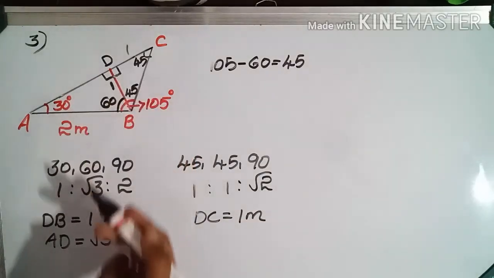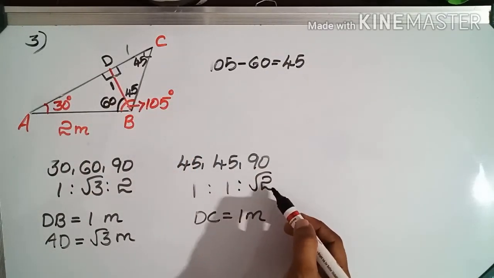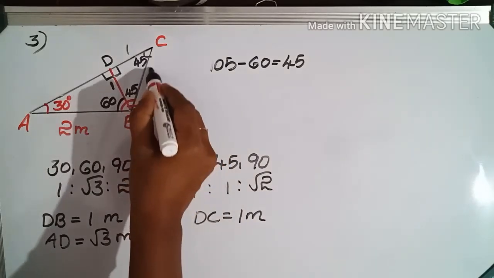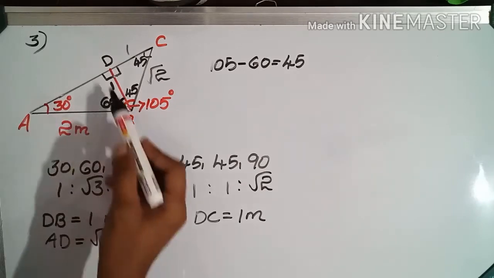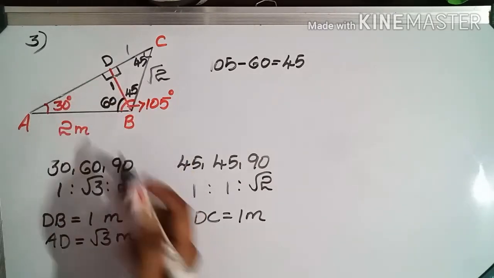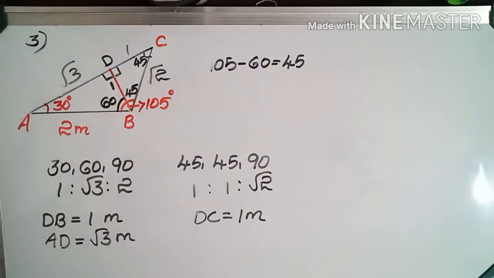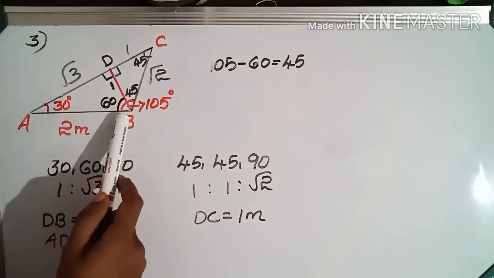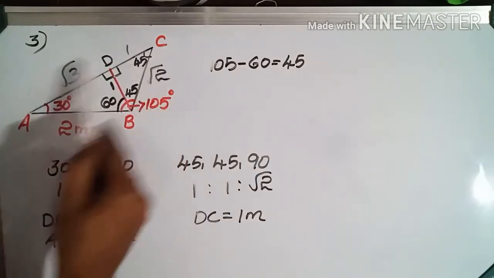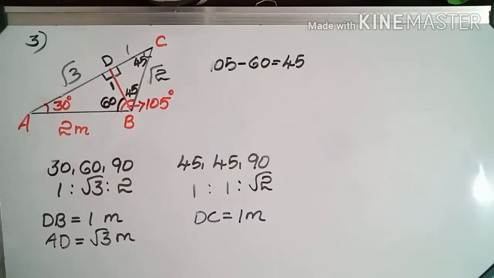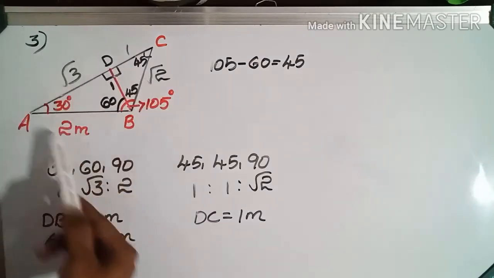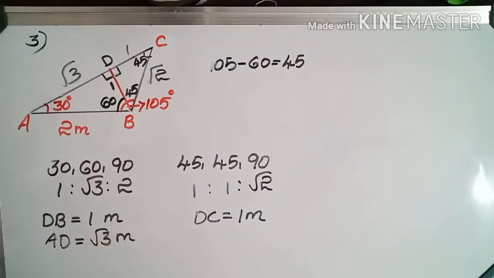Next, 90 opposite. 90 opposite is what? Root 2. So here the 90 opposite will be root 2. Okay, DB is 1, AD is root 3. Now we have got all the sides. We have to find the perimeter. Perimeter means AB plus BC plus AC. AC here has two parts, root 3 and 1. Now it is easy to find the perimeter just by adding all these measurements.